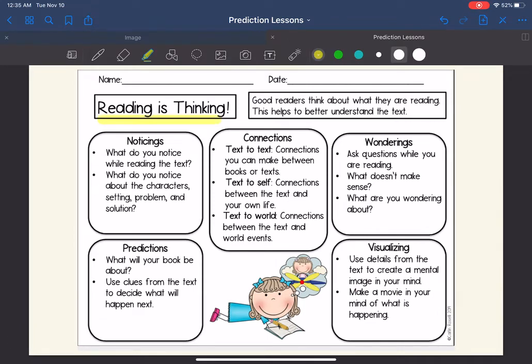So with reading as thinking, remember that means good readers think about what they are reading, because this helps you to better understand the text. One thing we have already done is we have talked about noticings in our reading. We have talked about wondering. So this week, we are going to begin practicing predictions, meaning what will your book be about? And we're going to use the clues from the text to decide what will happen next.